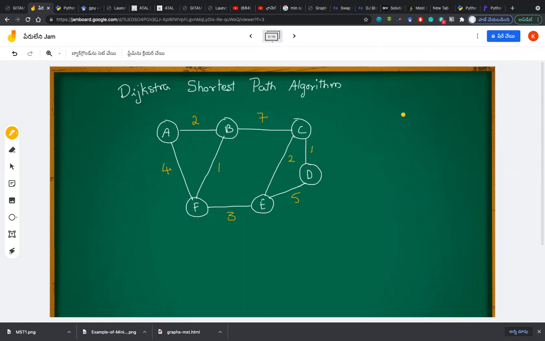Anyway, in most real-time applications, we use graphs. And coming to GPS, you always see that there is a shortest path every time.